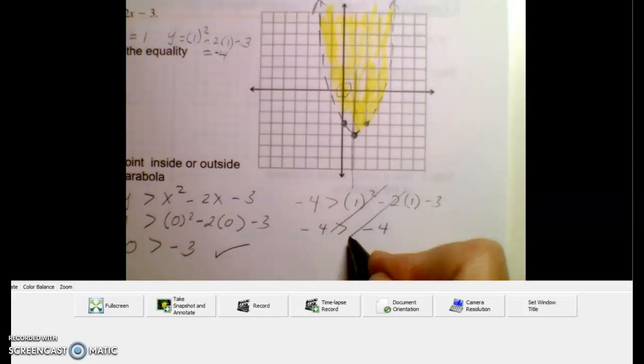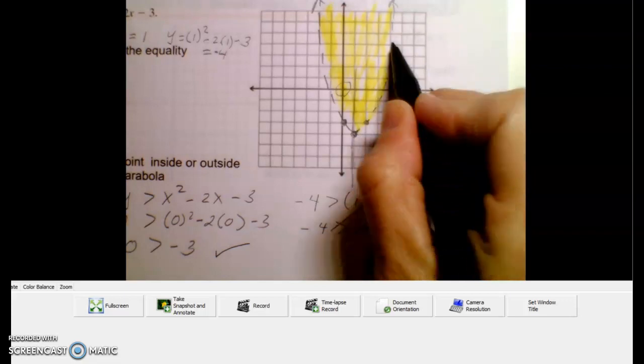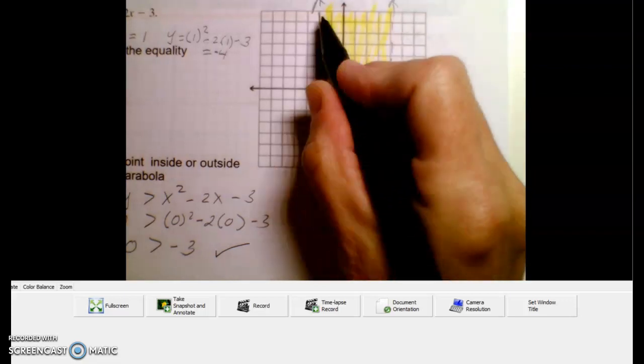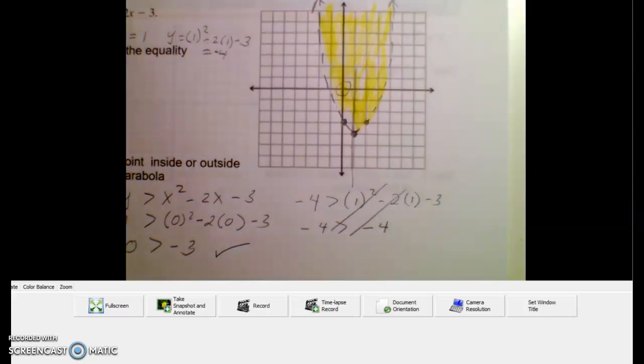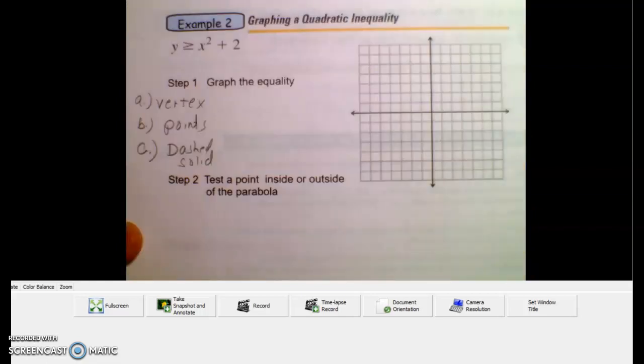So this does not work. Anything that's on the outside of this parabola is not a solution because it's part of the dashed lines. Okay, so example number 2 is actually a little bit easier to graph.